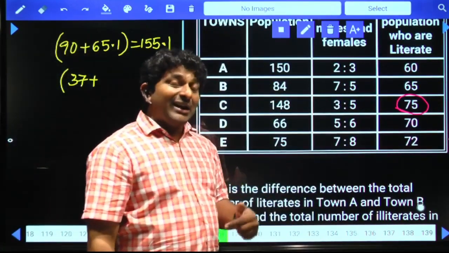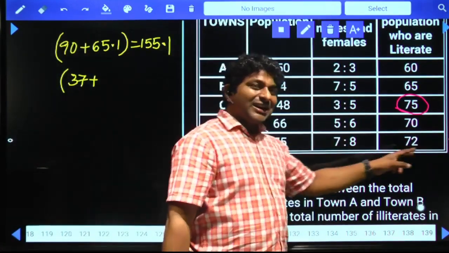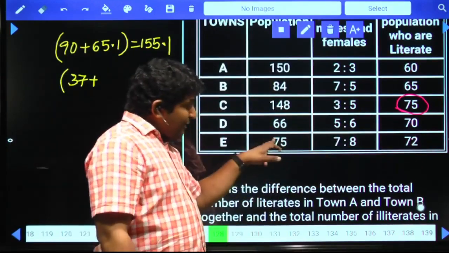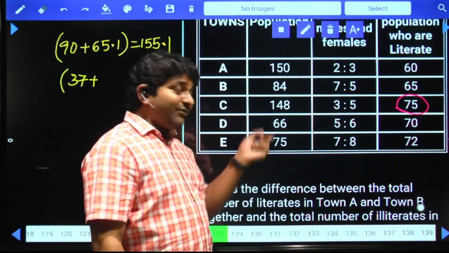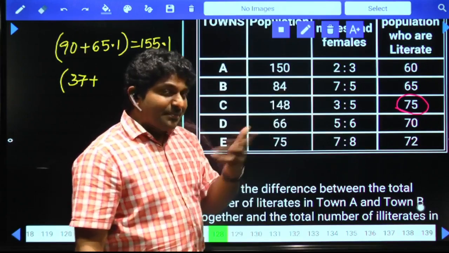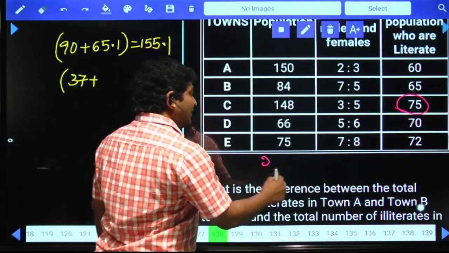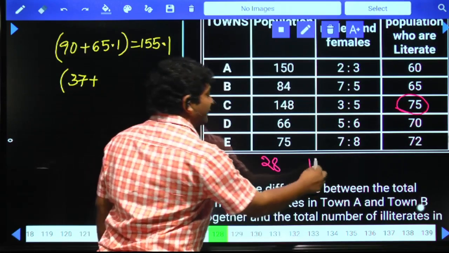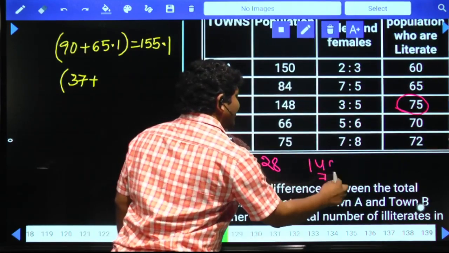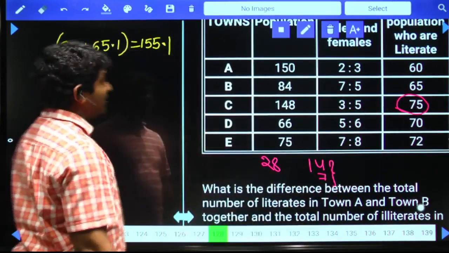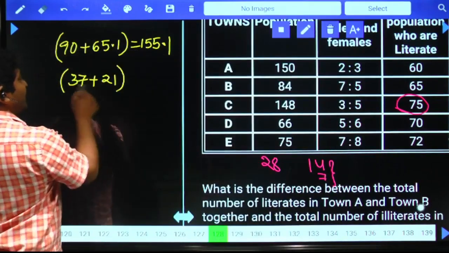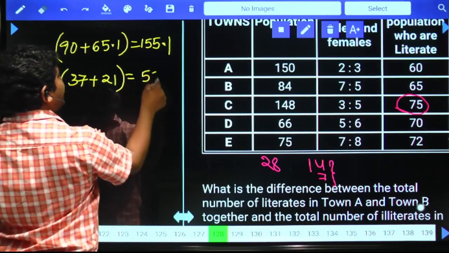72% are literates, then illiterates are 28%. 28% of 75 is 75% of 28. 75% is easy to calculate. 28, half of this number is 14 and again half is 7. Total 75% is equal to 21. Now this value is equal to 58.